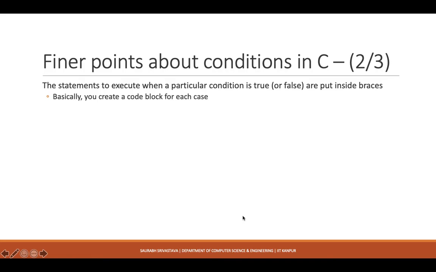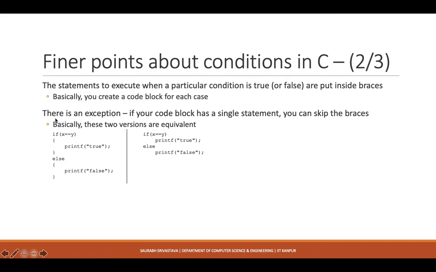One more thing that you probably have to know is that whenever you want to execute a set of statements for a particular condition, we are supposed to put them inside the braces. This we have already seen. There is an exception to this in C. This is just for C. Other languages may or may not have this, but in C you get some respite if you have only one statement to execute inside this code block. You can actually skip the braces.